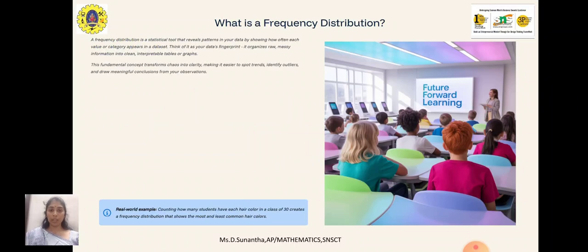So first, let us see what is frequency distribution. A frequency distribution is a statistical tool that reveals patterns in your data by showing how often each value or category appears in a data set. Think of it as your data fingerprint. It organizes raw, messy information into clean, interpretable tables or graphs. This fundamental concept transforms chaos into clarity, making it easier to spot trends, identify outliers, and draw meaningful conclusions from your observations.